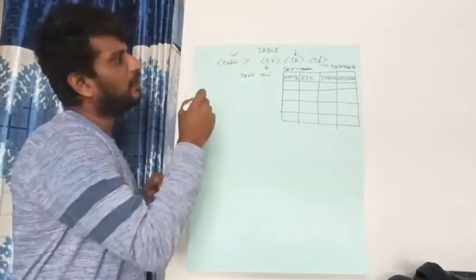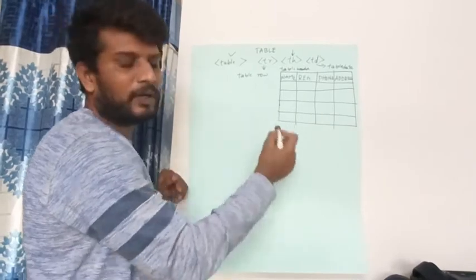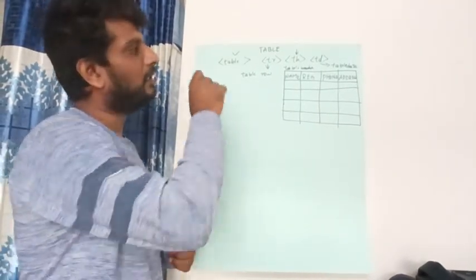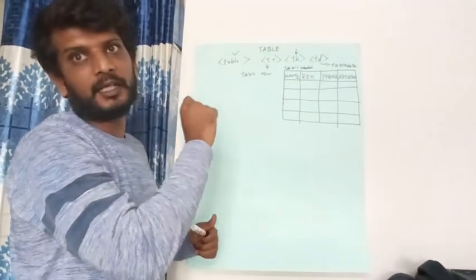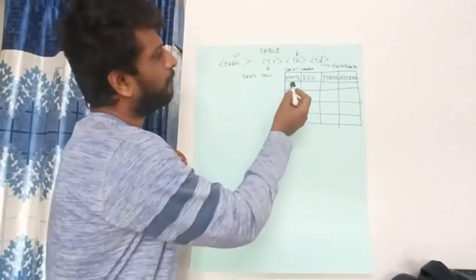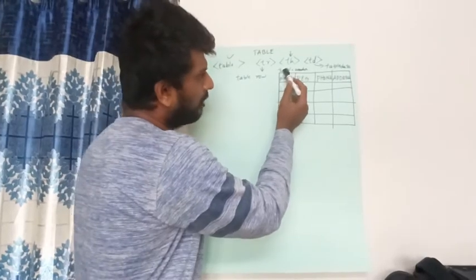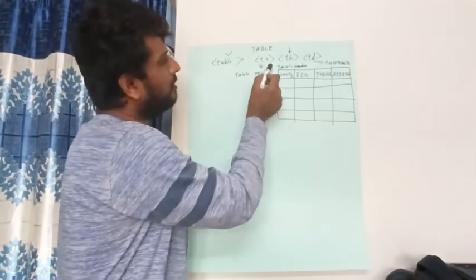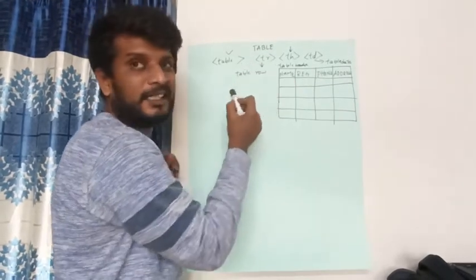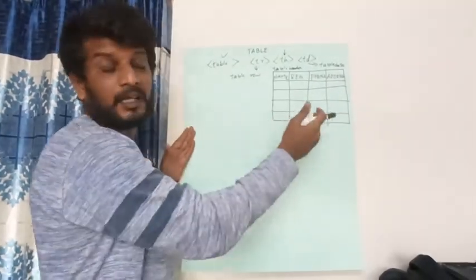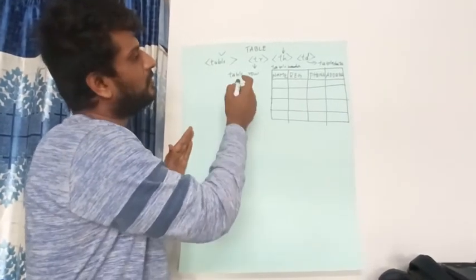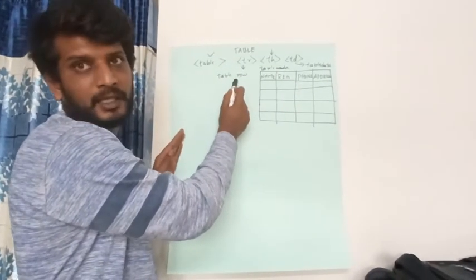Whenever you are filling data into the table, the data needs to be filled row wise. So you will be making use of TR. TR stands for table row, and it is used to fill the data row wise. Always you have to fill the data row wise into the table, and for that we will be making use of the TR tag.